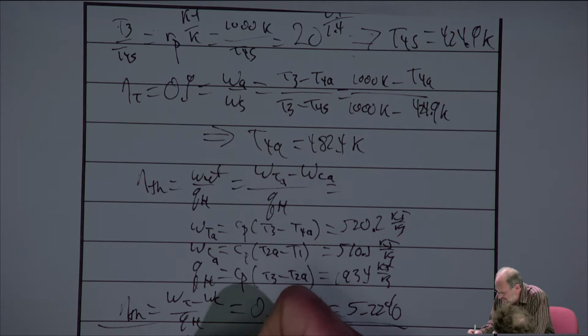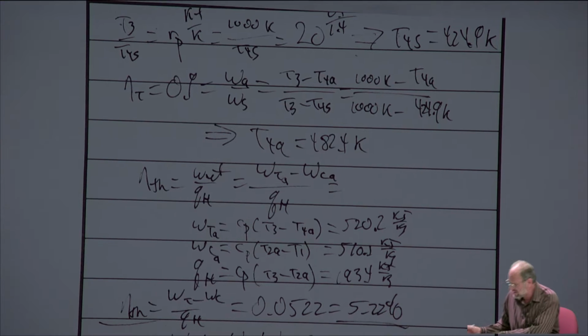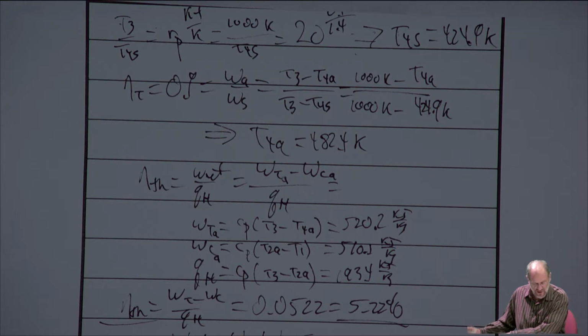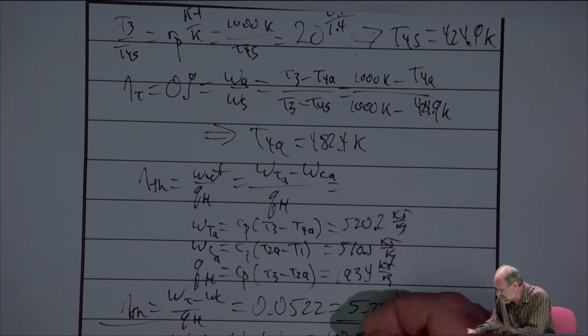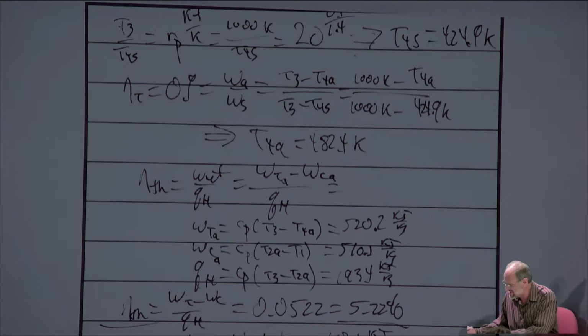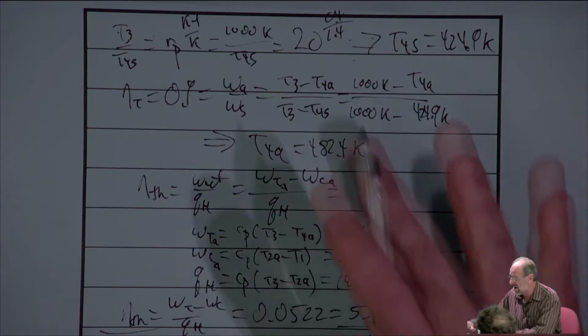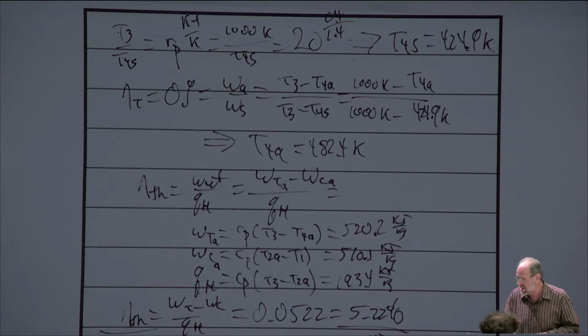Lastly, the net work is just the difference between the turbine and the compressor work, so we can just take the difference between the two above, and we end up with 10.1 kilojoules per kilogram. So this is the net work per unit mass for this particular cycle.